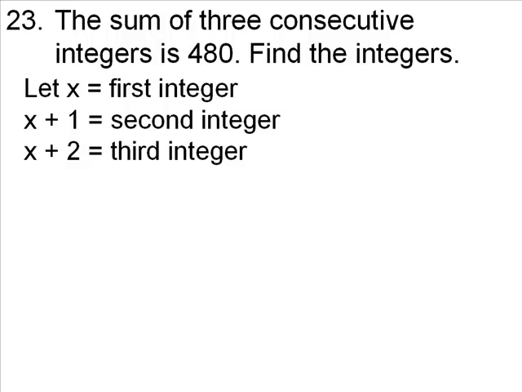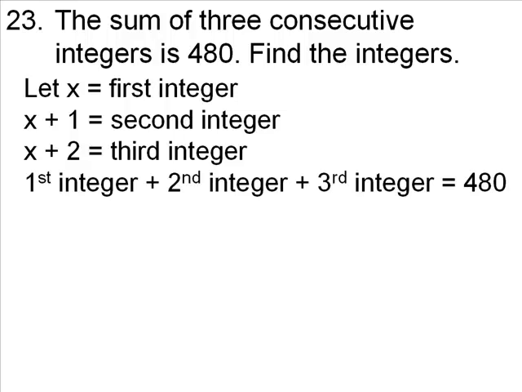They say the sum of the three integers. Well, my first integer and my second integer and my third integer, when I add them together, I'm going to get 480. And we said let the first integer be what? X. The second integer we said was what? X plus 1. And the third integer I'm going to add is going to be what? X plus 2. When I add the first, second, third, what do I get? 480. So you have x plus x plus x.